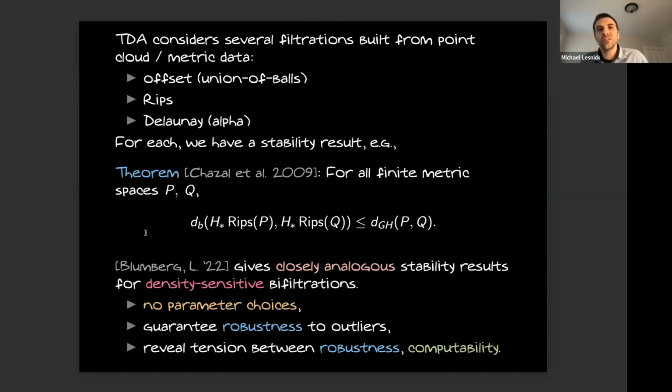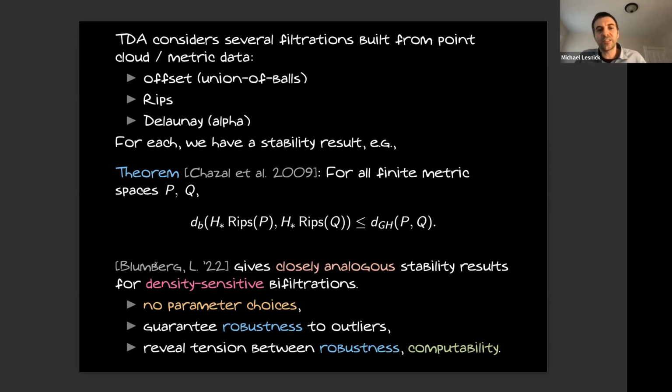So TDA considers several filtrations built from point cloud or metric data: the offset or union of balls filtration, the Čech filtration, the RIPS filtration, and the alpha filtration, also called the Delaunay filtration. And for each, we have a stability result. For example, in the case of RIPS complexes, the result is that the Gromov-Hausdorff distance between finite metric spaces P and Q is greater than or equal to the bottleneck distance between the homology modules of the RIPS filtrations of P and Q.